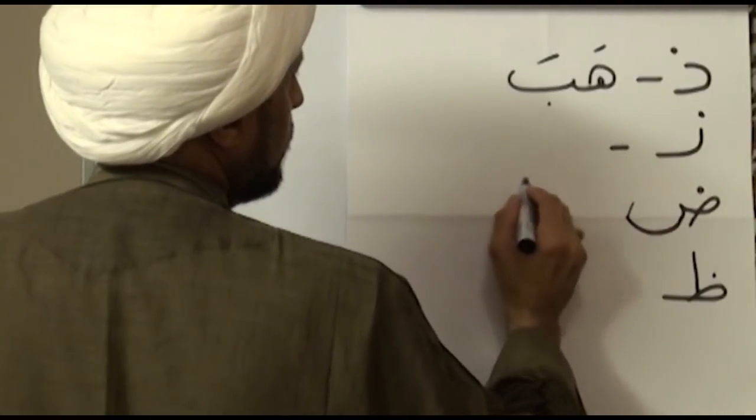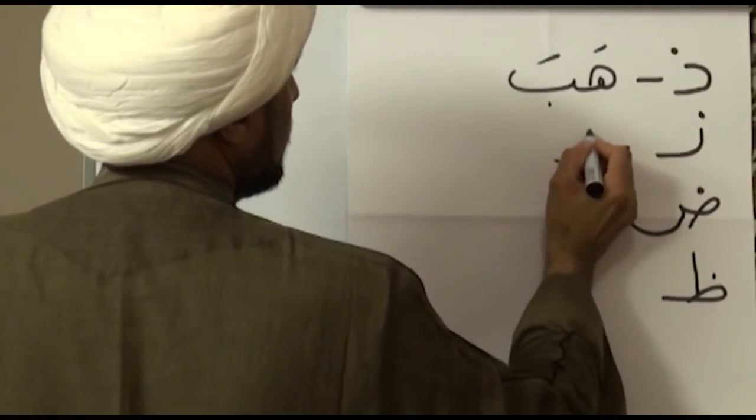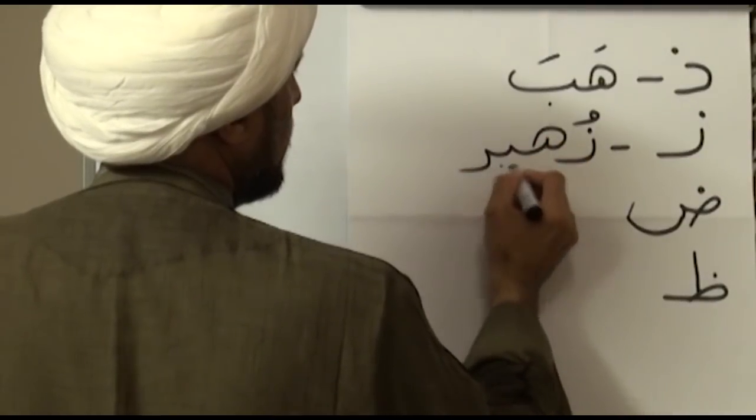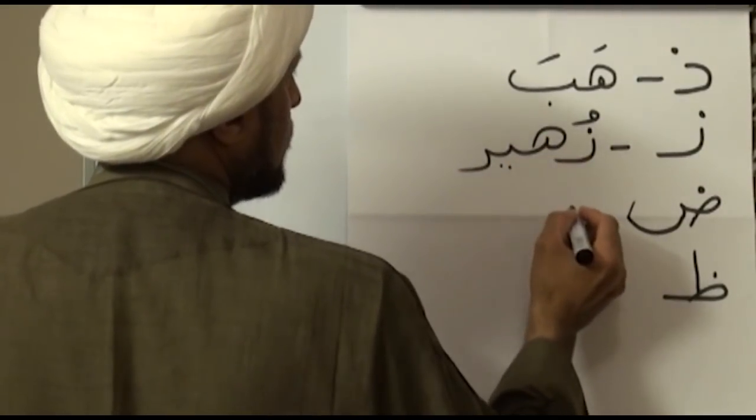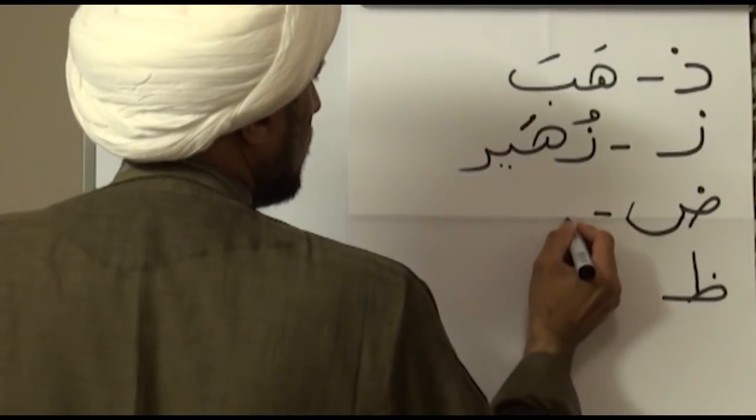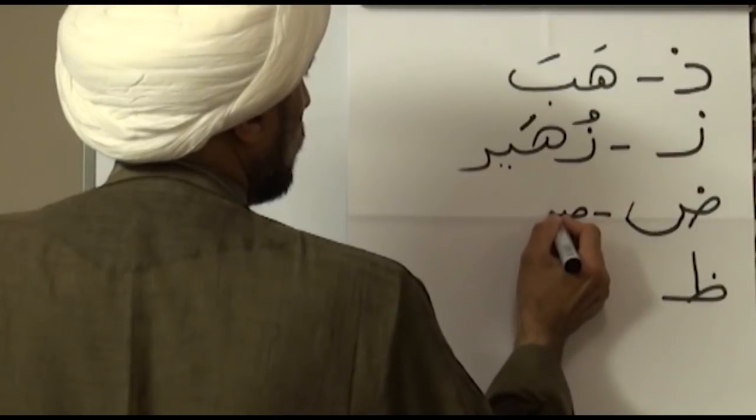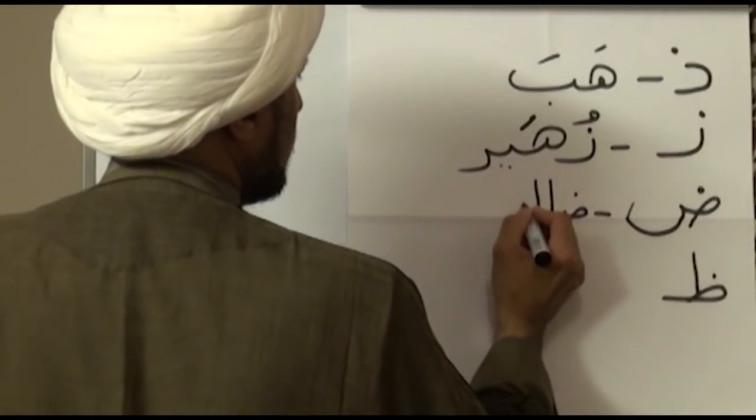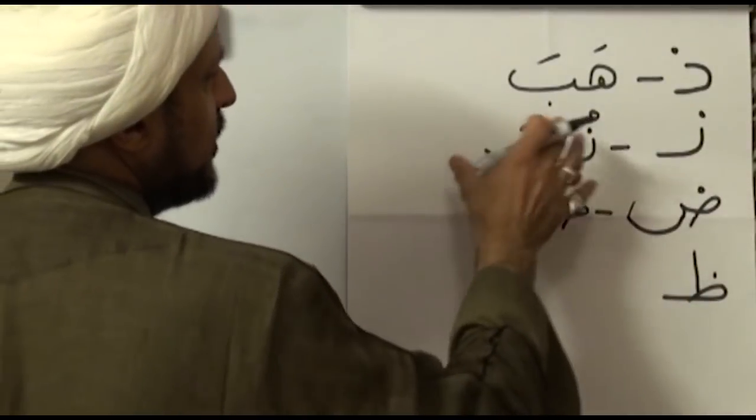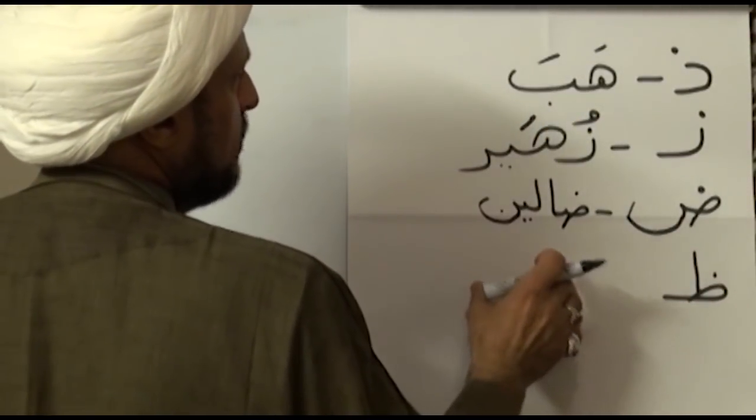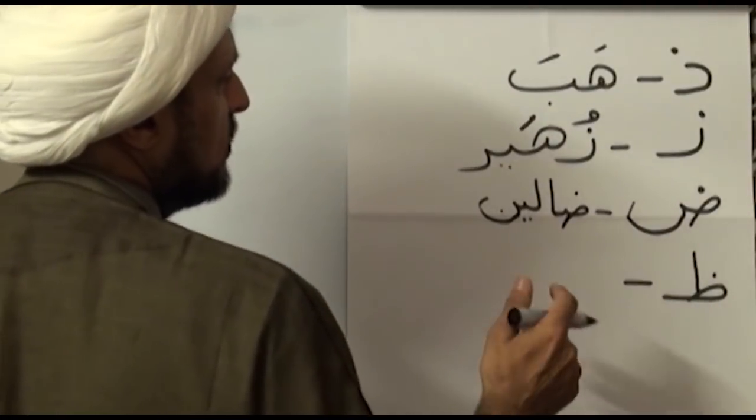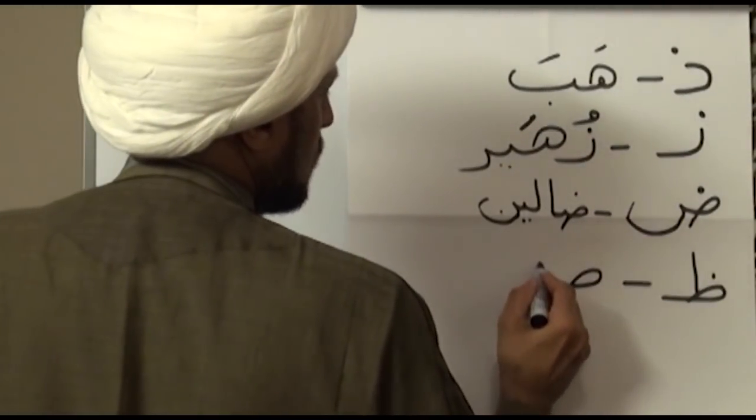This is like Zuhair, the name. Zuhair. And this is Dad, like Walad-dallin. I know you don't know what is written here, but I'm just trying to put these words, because the main thing here is I want you to distinguish between their pronunciation. And this is Vohor.